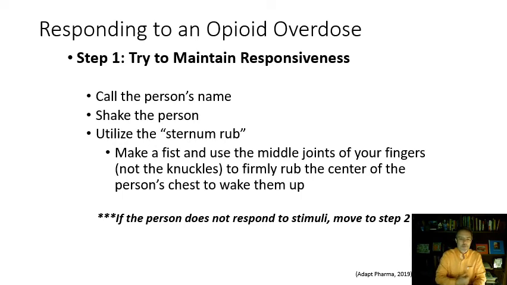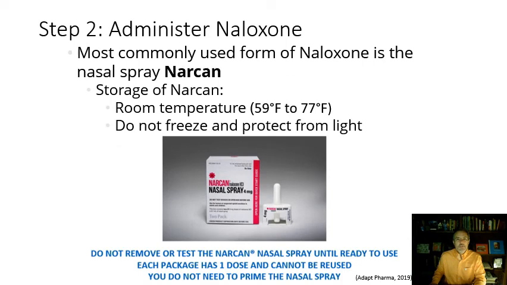Step two involves administering naloxone. The most commonly used form of naloxone is the Narcan nasal spray. And if you have this, there are some storage recommendations. You should store it at general room temperature, 59 to 77 degrees Fahrenheit. And if you're carrying it on your person or in your car or in your purse, excursions above 77 degrees Fahrenheit aren't ideal, but it's not going to inactivate the product. While it might not be 100% effective, it might be 95% effective. But if the Narcan freezes, it's inactivated.